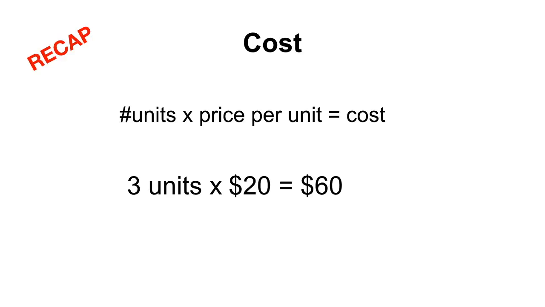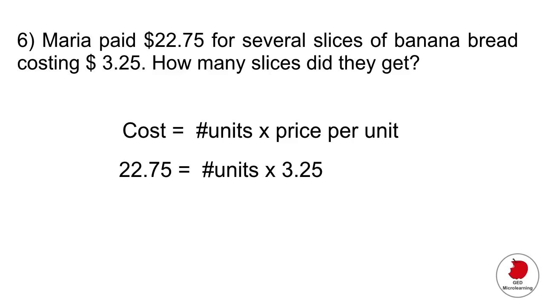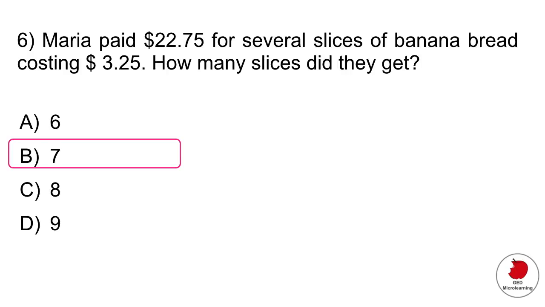So we would do the same thing here, because in this case they're asking us for the number of slices, so the number of units. You would plug in your equation like this, and then to solve for units, you divide both sides by 3.25. If you divide by 3.25 on the right, that gives you 1, and on the left side, it's going to give you 7. And this is answer B.